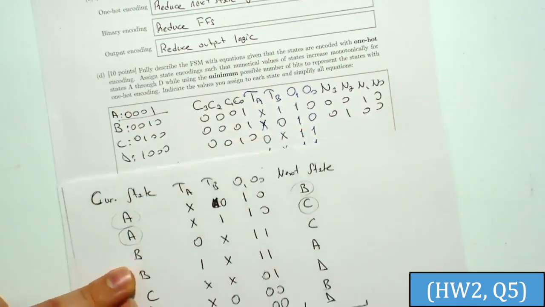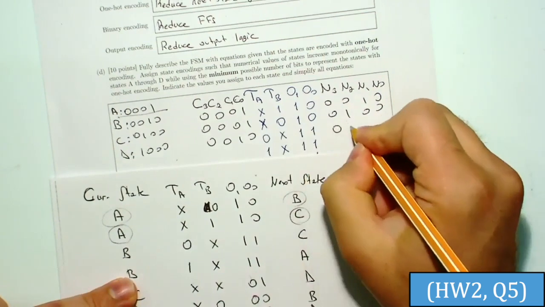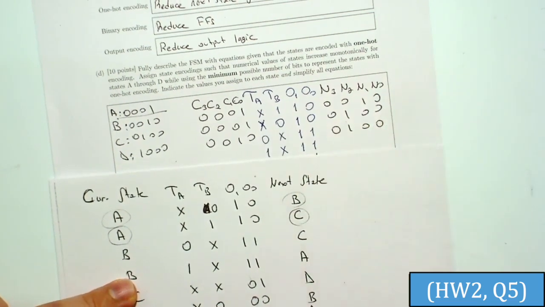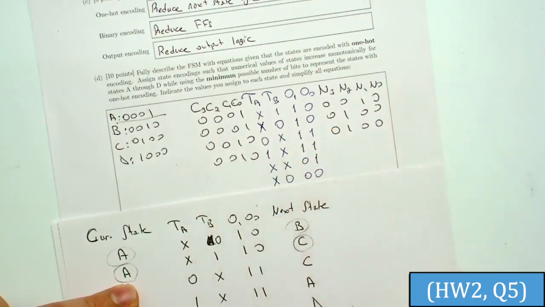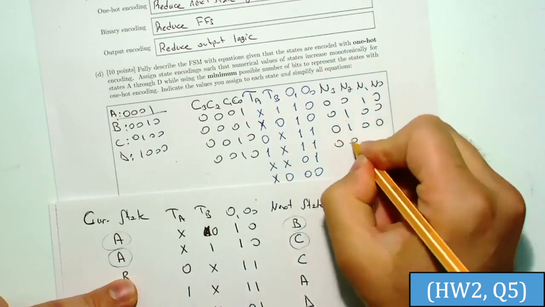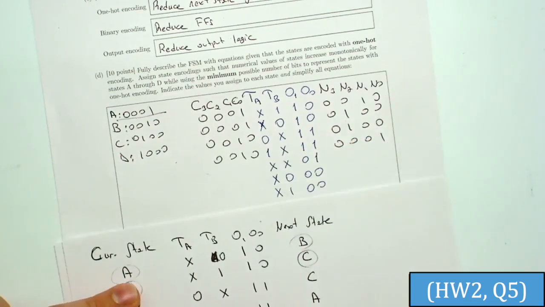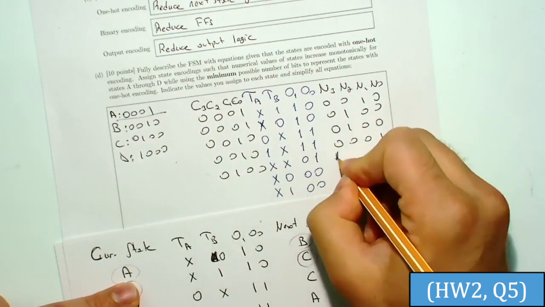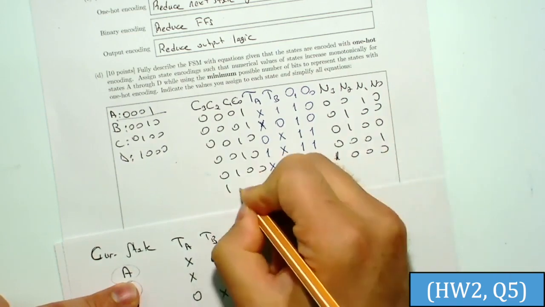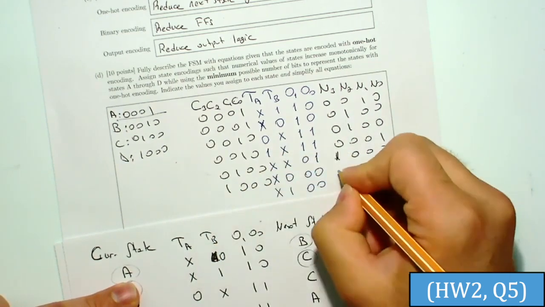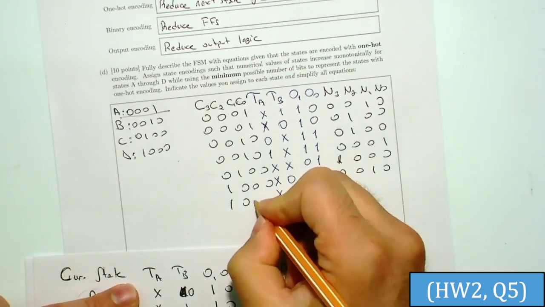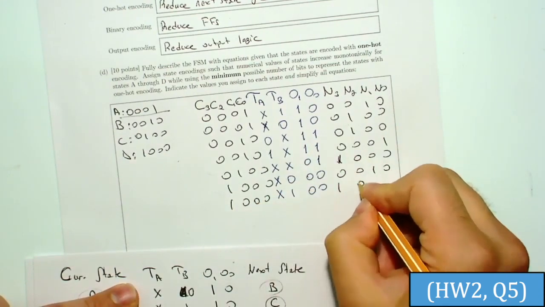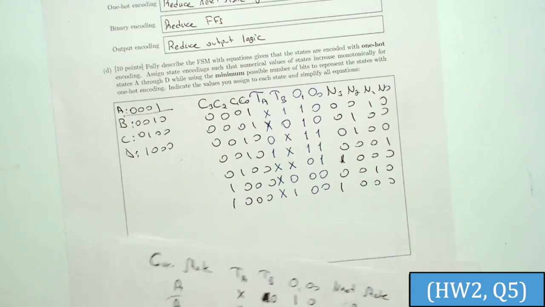So this will be B, and the next state will be C, and the way I represent C is like this. And again B, and the output will be A. So I have C, and the next will be D, and for D I have first B here, and again I have D here. All right, so this is the truth table for D.